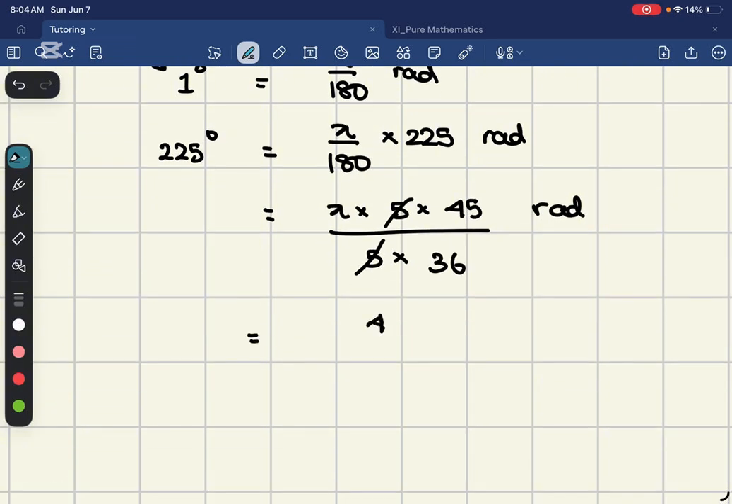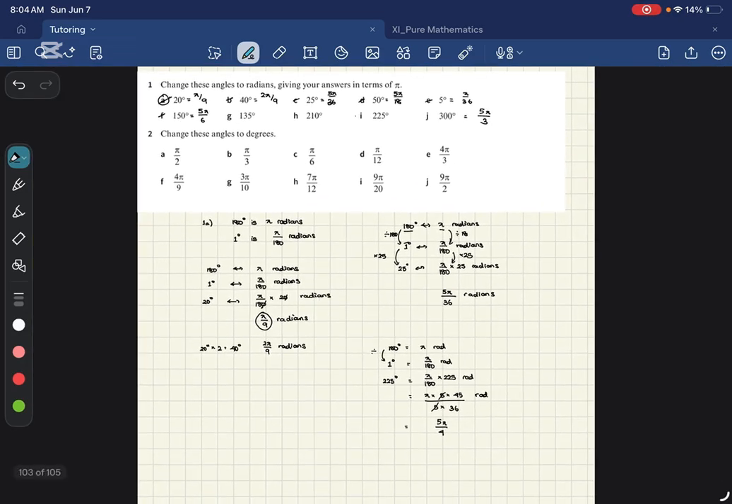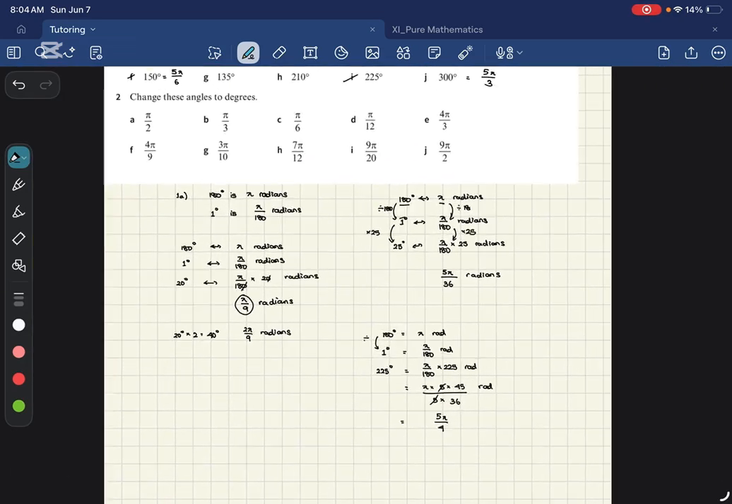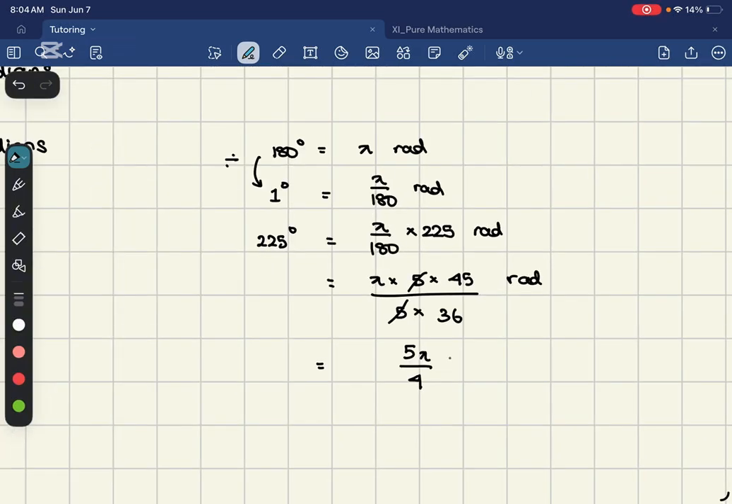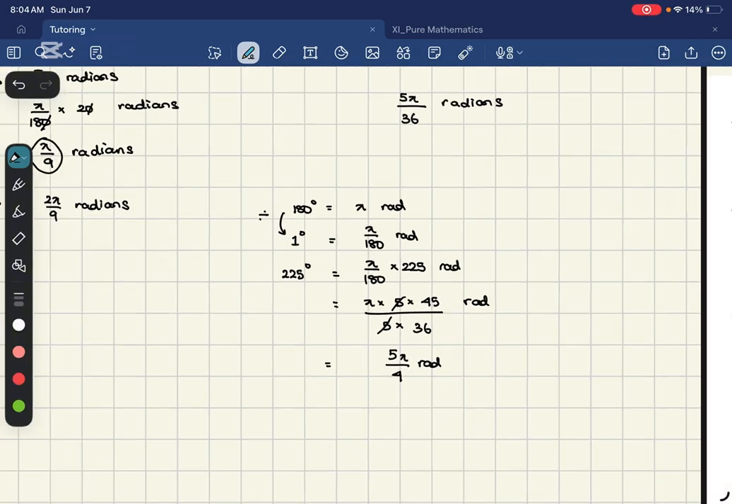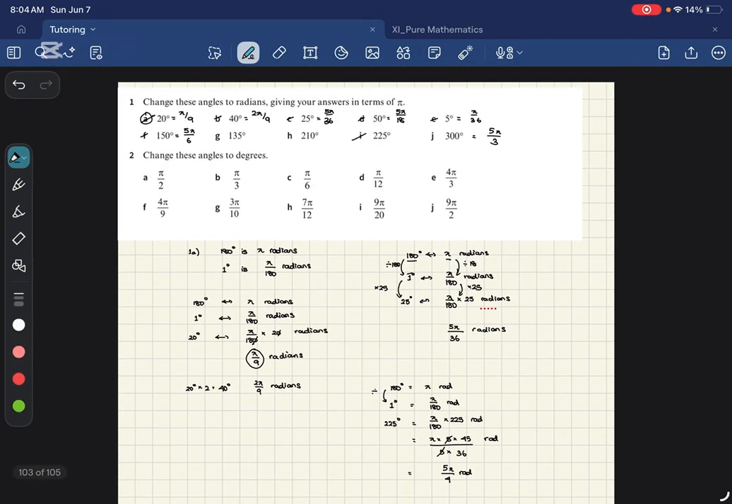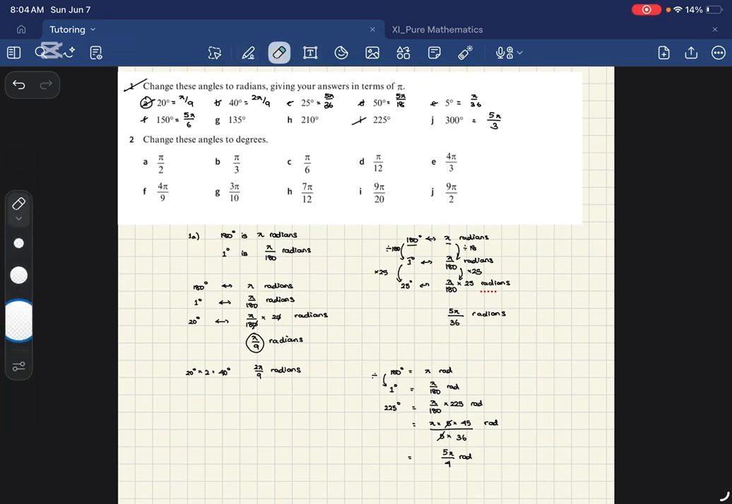And you have 45 pi over 36, which I believe you can simplify further. Yeah, because it's 9 times 5 and 9 times 4. So you have 5 pi over 4 for I. Yep. So 225 degrees is 5 pi over 4 radians. The symbol is going to be RAD. And that is it. So that is how you are going to approach question 1.